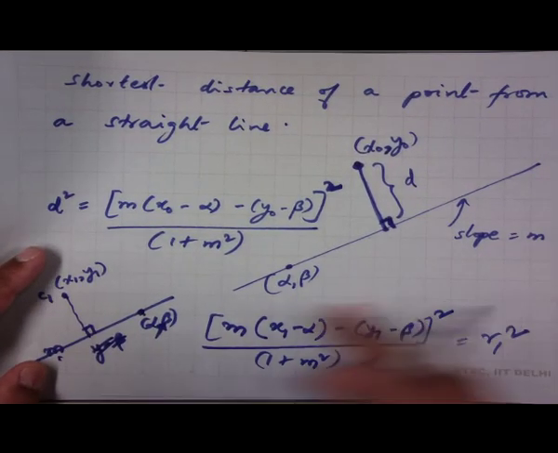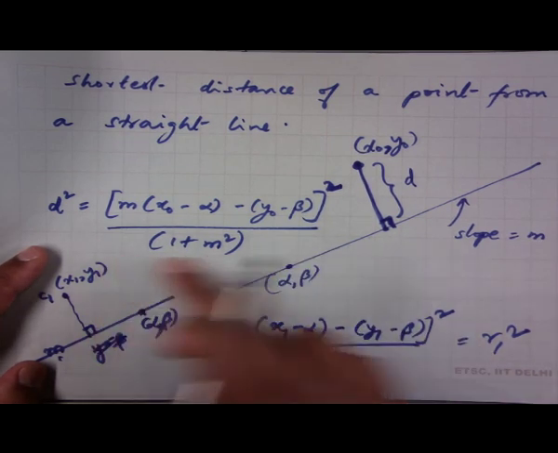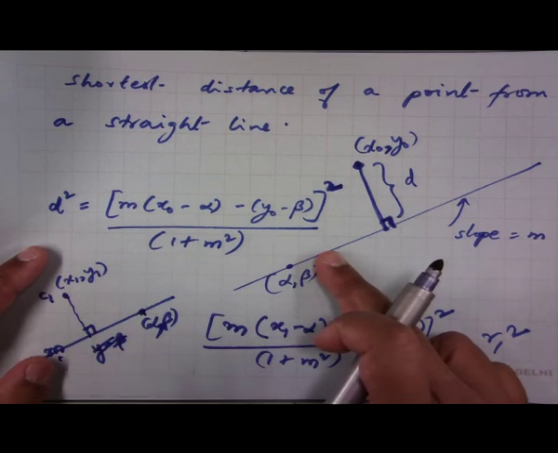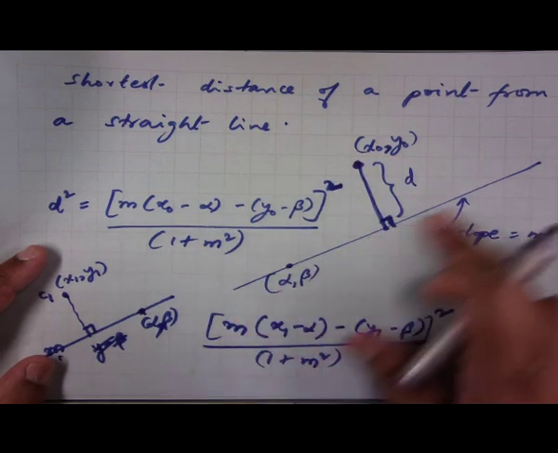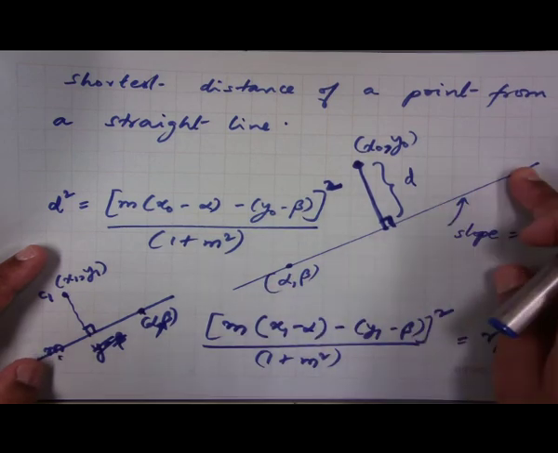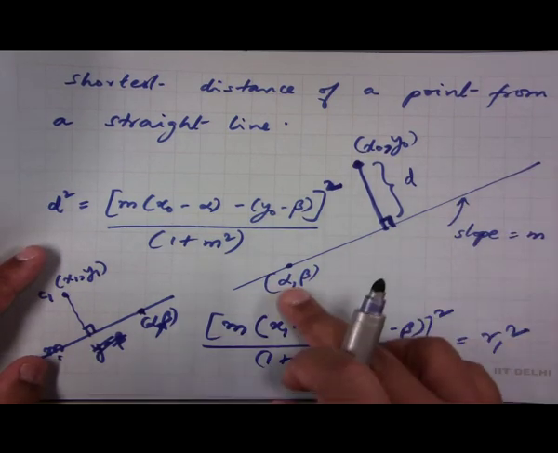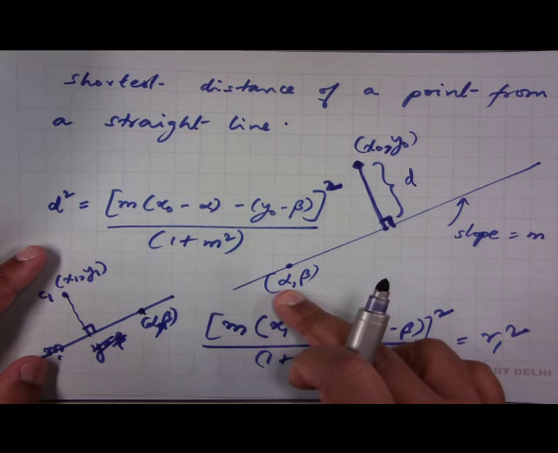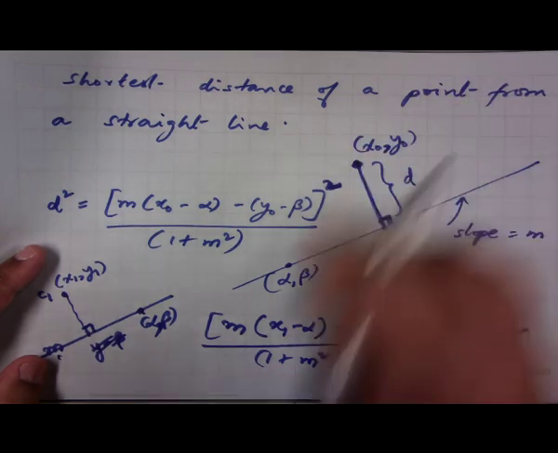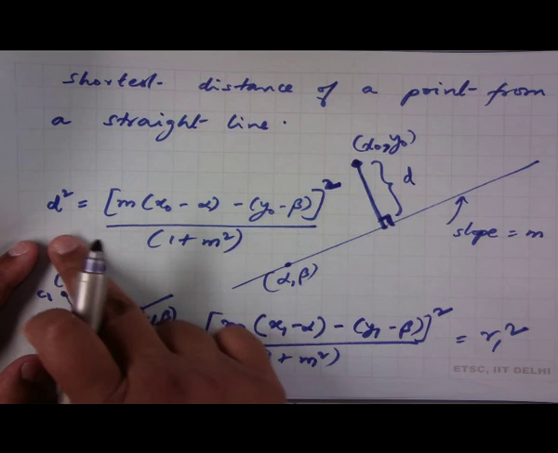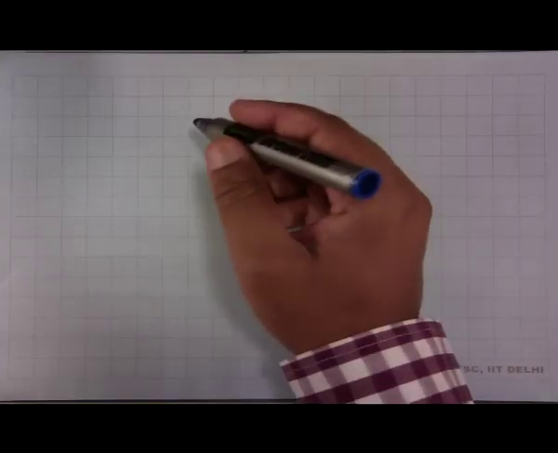Again, if we go back to one of the slides in the previous lecture, we have derived the formula for the minimum distance of a given point x naught, y naught from a given straight line. So, this straight line is having slope m and it passes through a given point alpha, beta. Then in that case the squared minimum distance of this point from this straight line is given by this expression. So, we will again use that expression.